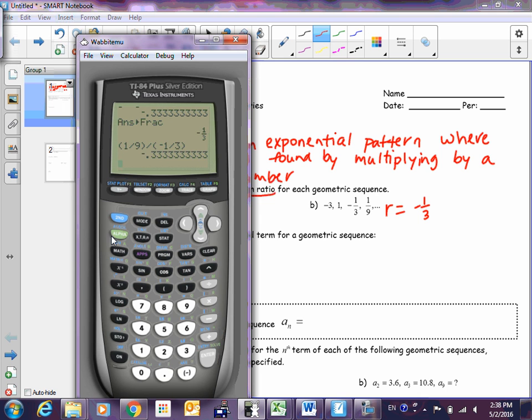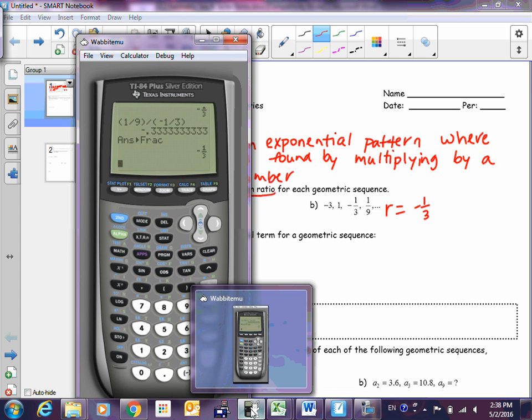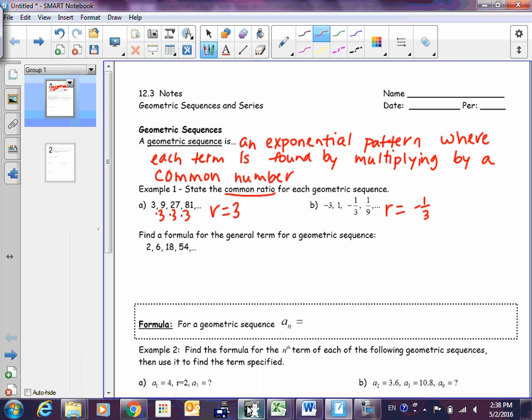Now you may get a decimal. You can just hit math fraction. Every time you divide the next term by the previous term, you should get that same common ratio. That's going to be important on problems where it's not as obvious. Okay, so if what we're doing each time is multiplying by 3, then my nth term should be something times R so many times.